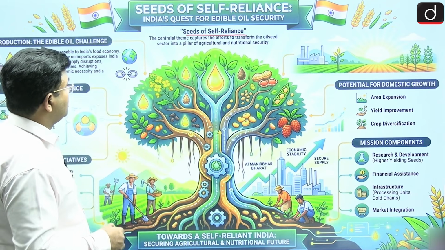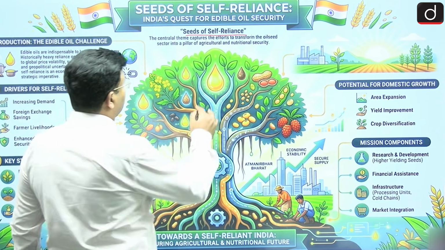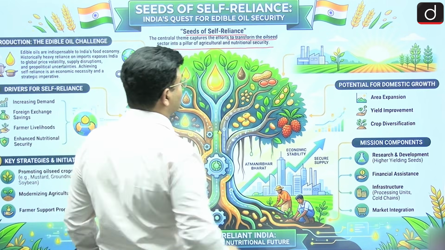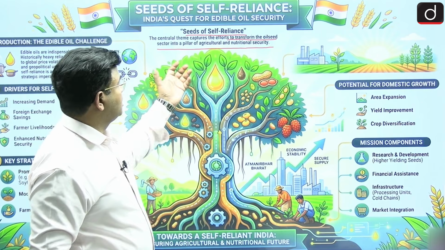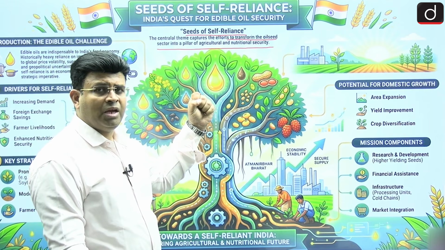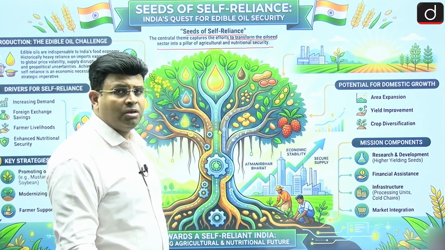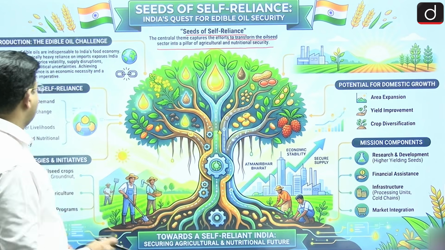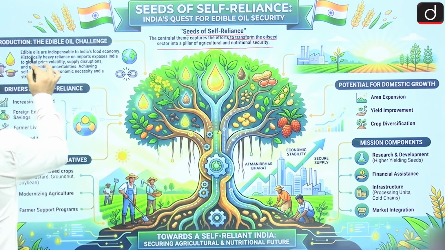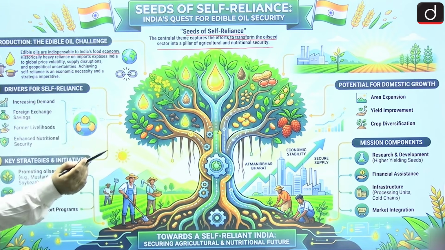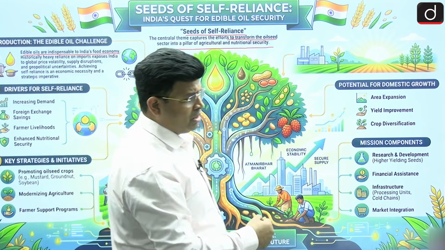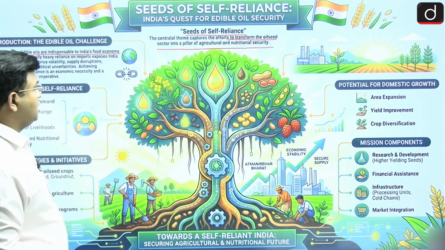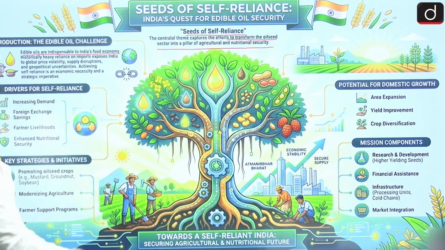So here the central theme captures the efforts to transform the oilseed sector into a pillar of agriculture and nutritional security. Yes, it should be one of the important pillars we have to make in our agriculture, and there is also national nutritional security. A good amount of nutrition is required, and here edible oils are indispensable to India's food economy. You know that everywhere, whether it is mustard oil or different kinds of refined oil, these are themselves an indispensable part of India's food economy.